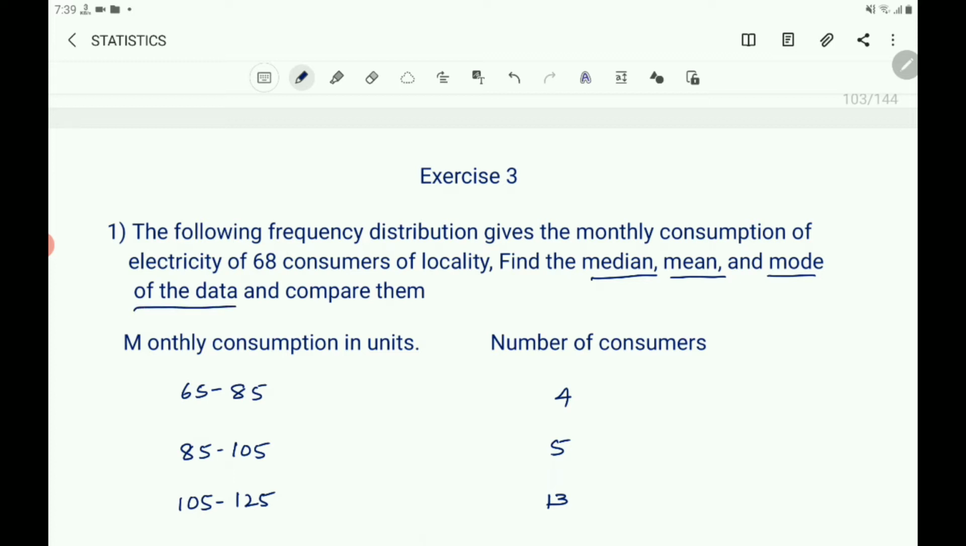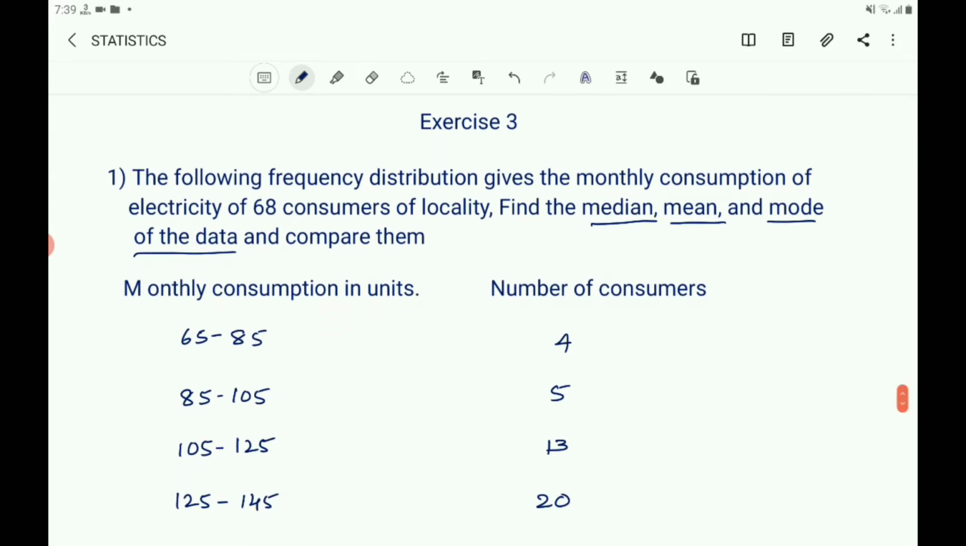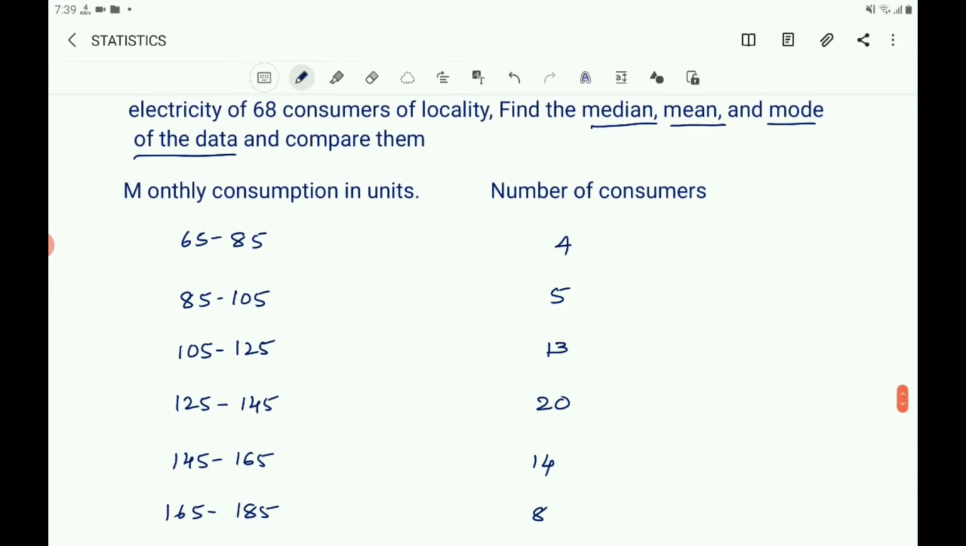In this question, a frequency distribution is given. The frequency distribution gives the monthly consumption of electricity of 68 consumers of a locality. We have to find the median, mean and mode, which are the central tendencies. Here you take the monthly consumption, which is given in terms of class interval, and the number of consumers, that is the frequency.